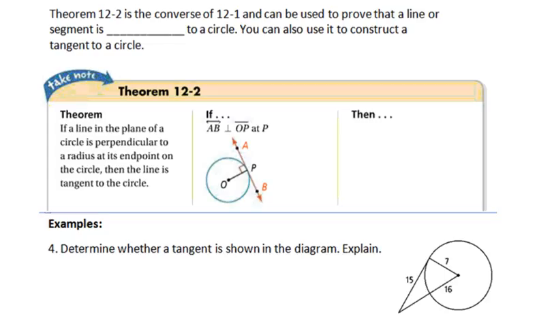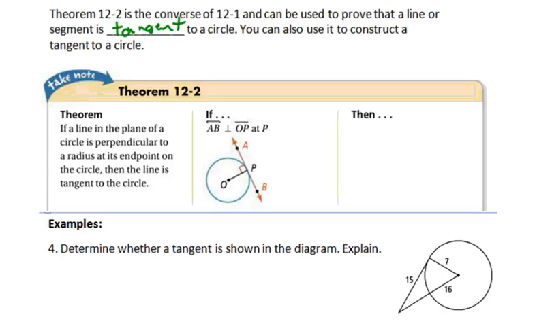Theorem 12-2 is the converse of it, and it can be used to prove that a line or segment is tangent to a circle. Remember, the converse is just flipping the order. So before we said if we have a tangent to a circle, then that line and the radii that touches that tangent point would be perpendicular. Now it says in this theorem, if a line in the plane of a circle is perpendicular to a radius at its endpoint on the circle, then the line is tangent to the circle.